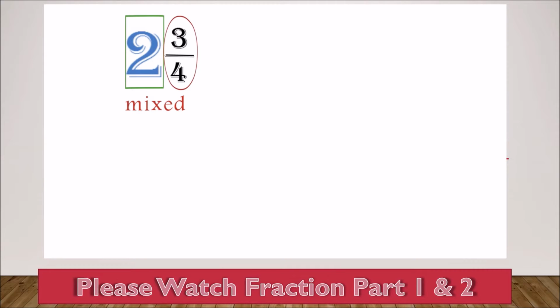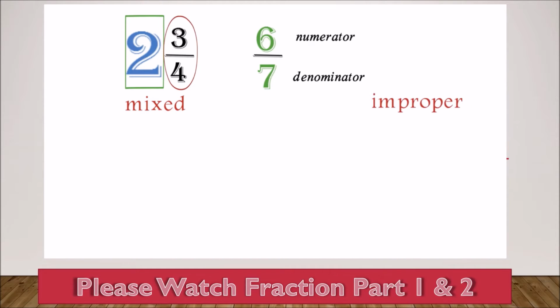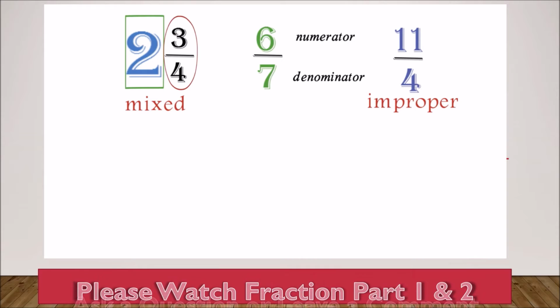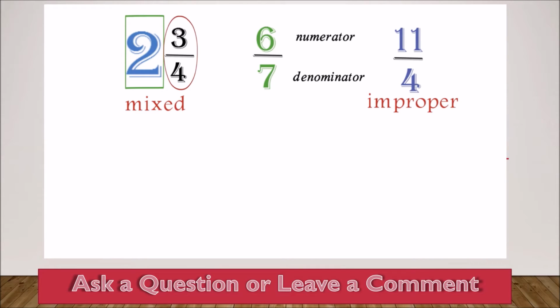A proper fraction is a fraction in which the numerator is less than the denominator. Example, 6/7. Here you will see that the numerator 6 is less than the denominator 7. Therefore, an improper fraction is a fraction in which the numerator is greater than the denominator. Example, 11/4. Here you will see that the numerator 11 is greater than the denominator 4.